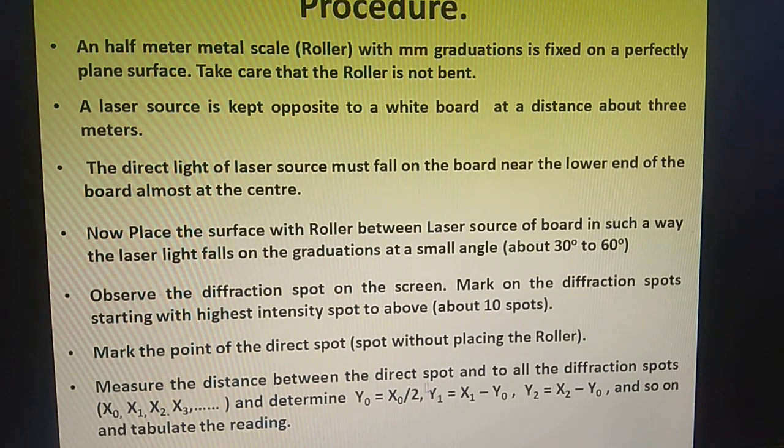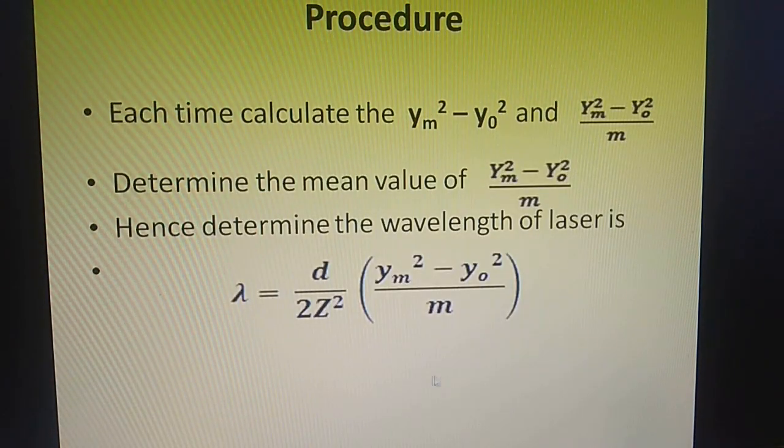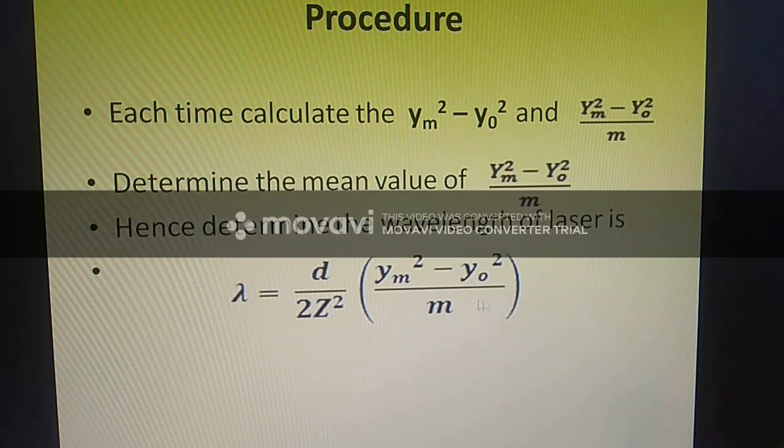Then measure the distance between the direct spot and all the diffraction spots. Those are x0, x1, x2, x3, and determine y0 equal to x0 by 2, y1 equal to x1 minus y0, y2 equal to x2 minus y0, and so on. Then tabulate the readings. After tabulating, we have to determine the wavelength using this. So, how do we tabulate the readings? Let us see.